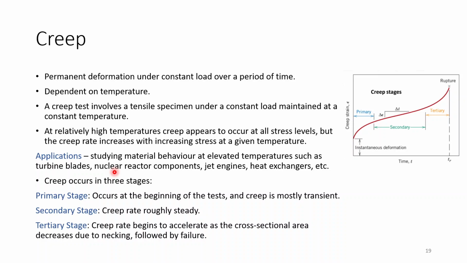And creep occurs in three stages. Primary stage, up to this part, occurs at the beginning of the test, and creep is mostly transient. Then this is the steady state, also known as the secondary stage. In this case your creep rate is roughly steady. Next is the tertiary stage. In this your creep rate begins to accelerate as the cross-sectional area decreases due to necking, followed by failure known as rupture.